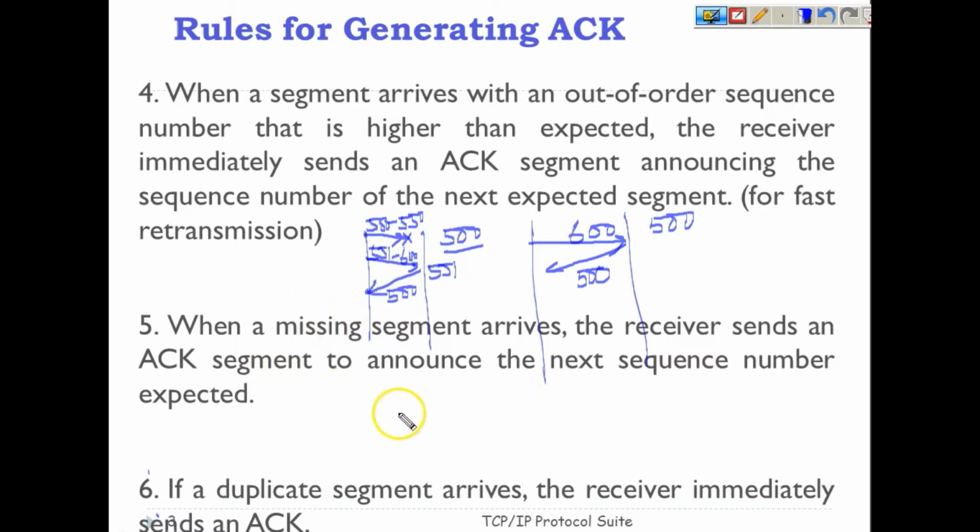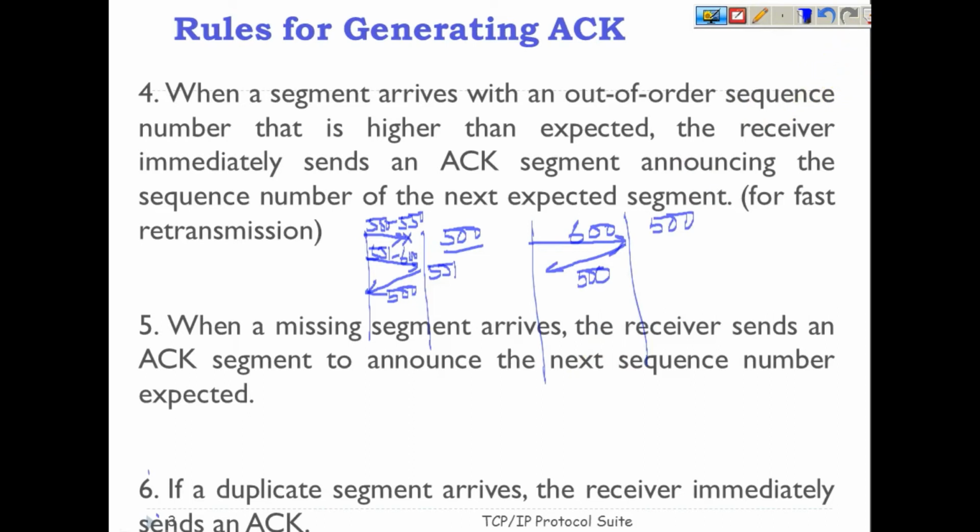Rule number 5 says whenever a missing segment arises, then also the acknowledgement has to be made immediately. And rule number 6 says if a duplicate segment arrives, if the receiver gets a packet with the same sequence numbers which it has already received, then also the acknowledgement needs to be delivered immediately. These acknowledgement policies or rules are always taken into consideration whenever transmission is happening in TCP.